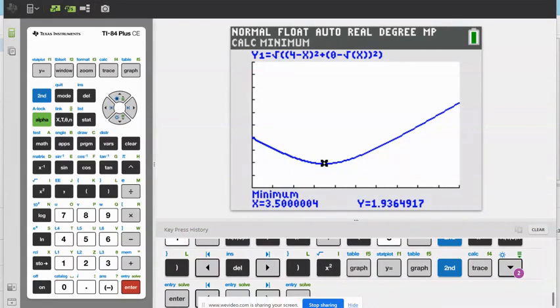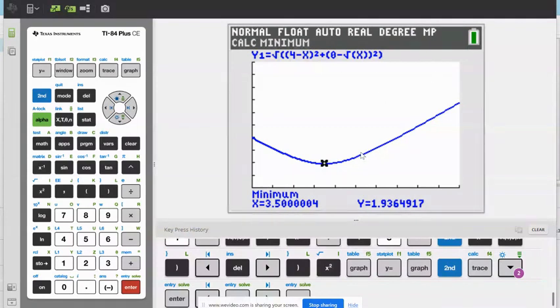The perimeter? No, no perimeter here. Root x? No. What does the 1.94 represent? The distance. This represents the distance between the 2 points. The y represents the distance between the 2 points, not the y coordinate.